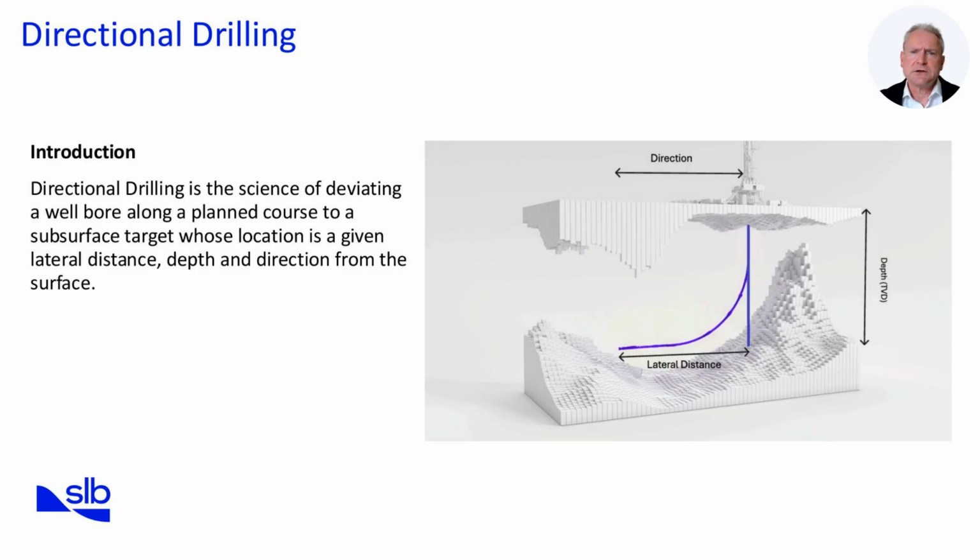In the picture, you can see 3 key components. This is the vertical depth, the lateral distance or displacement, and the direction of the well path from the rig to the target. The distance along the well bore is called the measured depth.